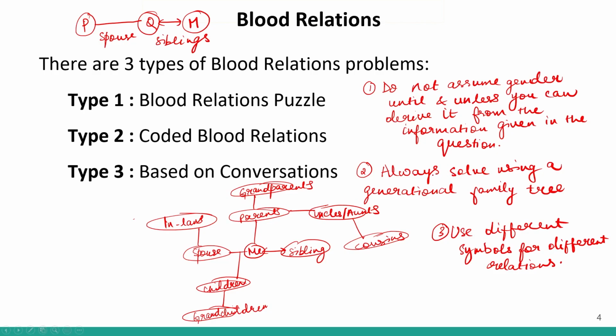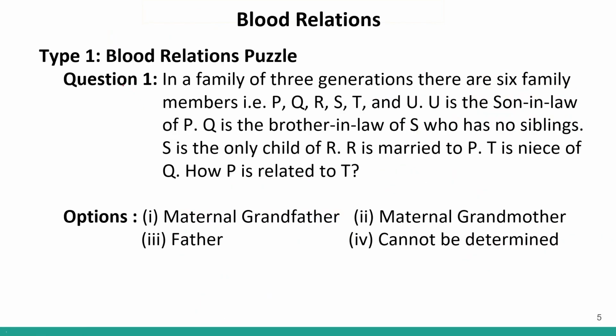Okay, so type 1, we have blood relation puzzle. So this information is given to us. Based on this information, first thing we will do is draw a family chart. And based on that family chart, we will answer the question. Okay, so let us start.